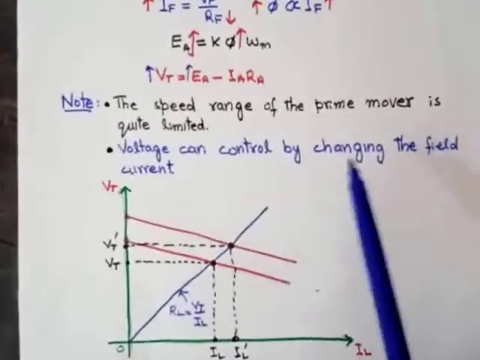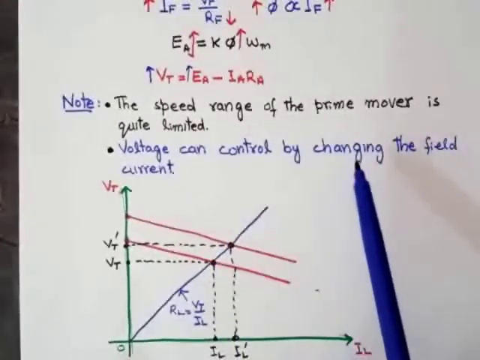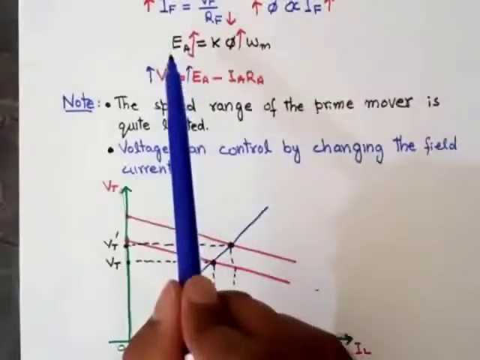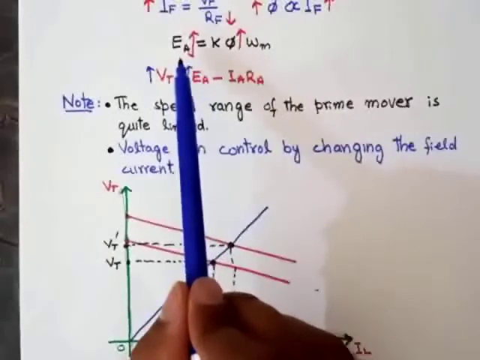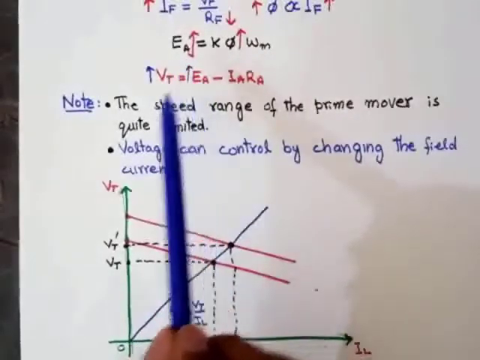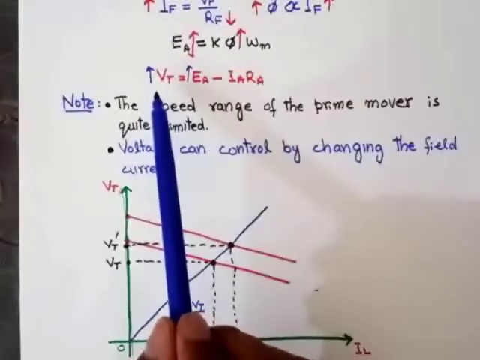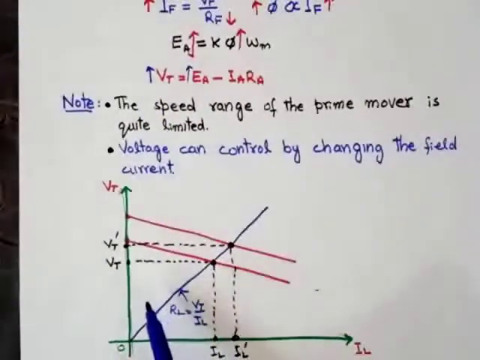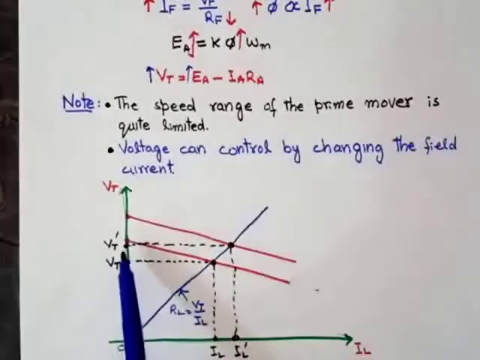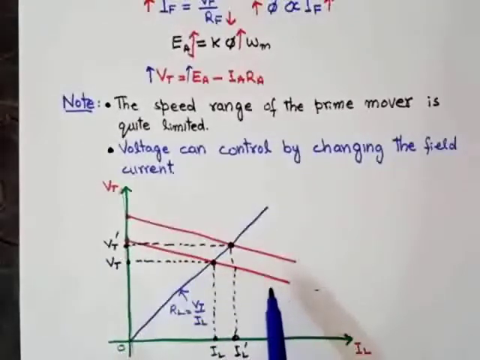When the field current increases, the flux will increase. When the flux increases, the internal generated voltage will increase. When the internal generated voltage increases, the terminal voltage will increase as well. So this is the graph, or this is the curve. When IL increases, the terminal voltage will drop.